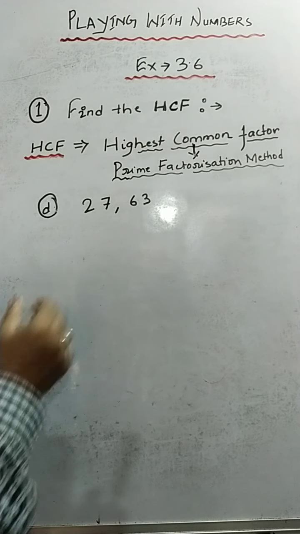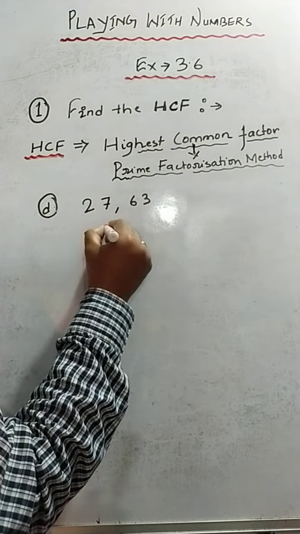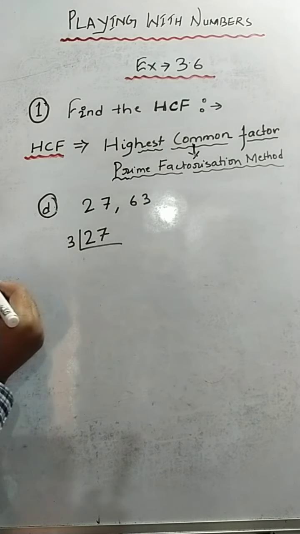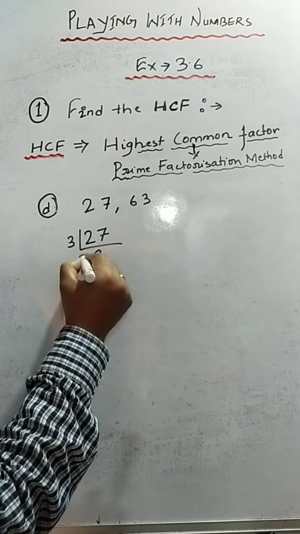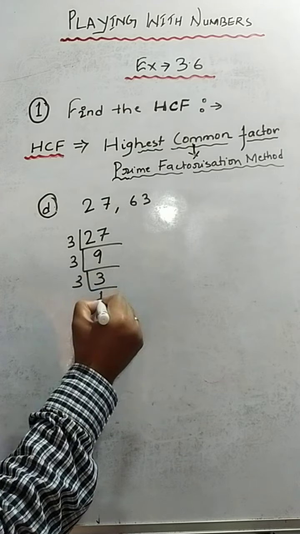Sum number D, we have 27 and 63. Okay, so we'll do the prime factorization of number 27. It is not divisible by 2, so we'll straight away start with 3. 3 9s are 27, 3 3s are 9, 3 1s are 3.